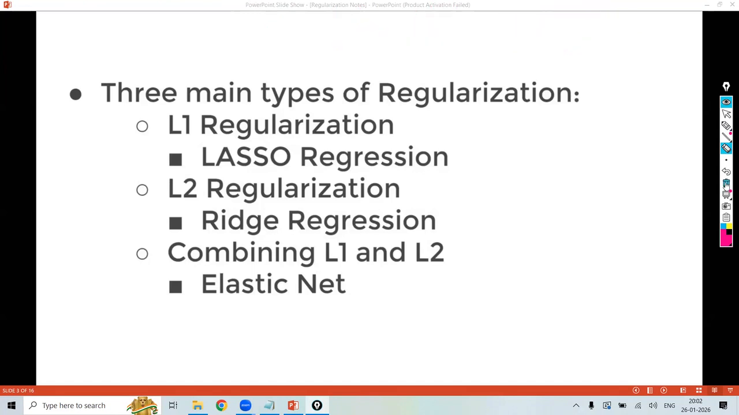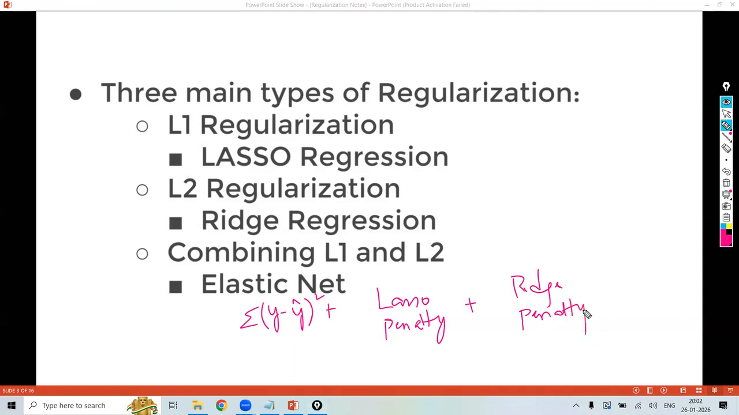Sir, if you have both of them, isn't that a double penalty? So that is the reason what they have done in elastic net: y minus y hat whole square plus lasso penalty plus ridge penalty. Overall should be minimum. But if you add two penalties, a double penalty will be there. For that, what they have done is they have multiplied by lambda and 1 minus lambda. Sir, what is this lambda?